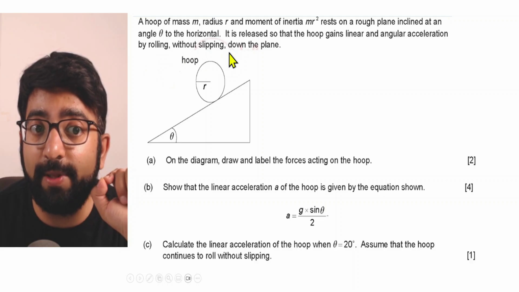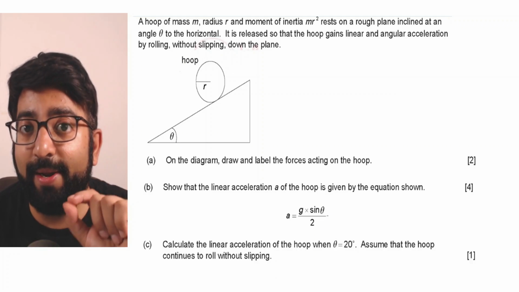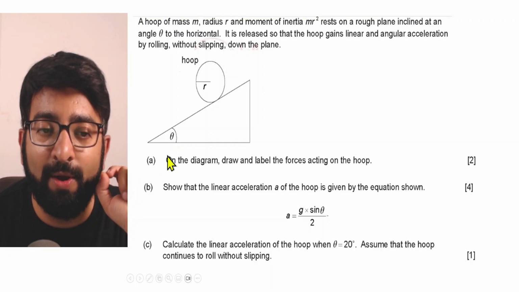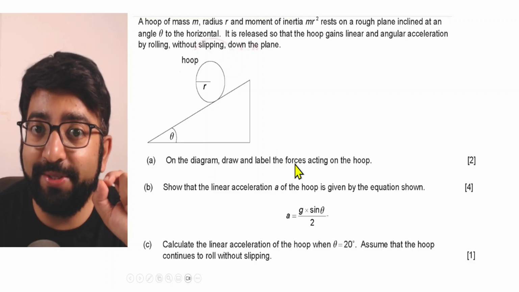Now, this term rolling without slipping has a very important role to play, which I will explain in a little while. But for now, let's start with part A. On this diagram, draw and label the forces acting on the hoop. So this question is easy.